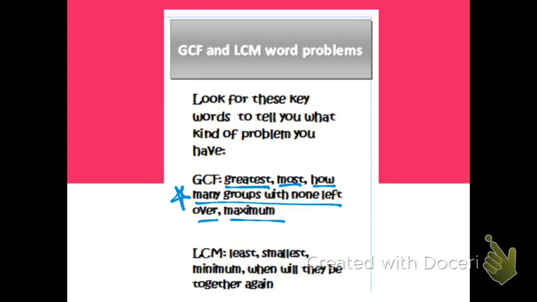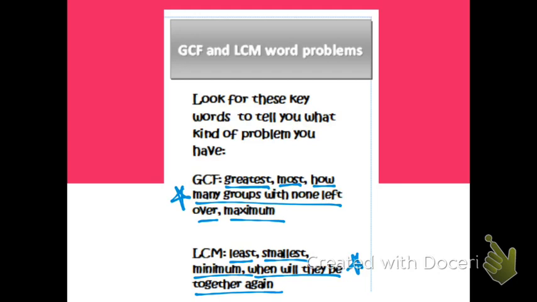So least common multiple usually uses words like least, smallest, minimum, and here's the one that most people will miss. When will they be together again? So if you had a question that said, Bob practices football every 3 days and John practices football every 5 days. If they practice today, when will they be together again? That is generally going to be a least common multiple question.